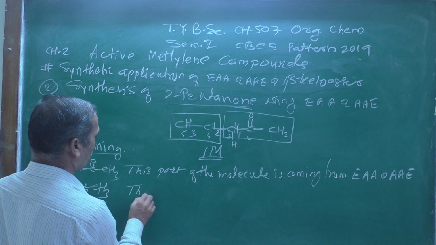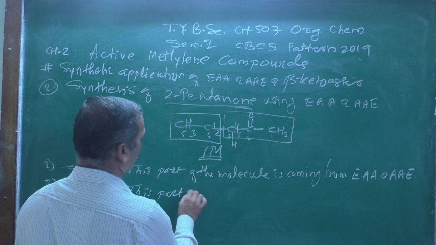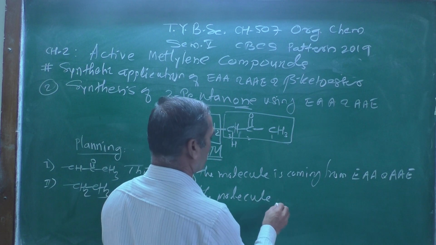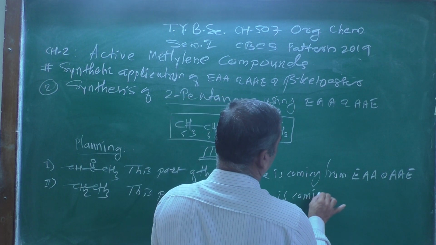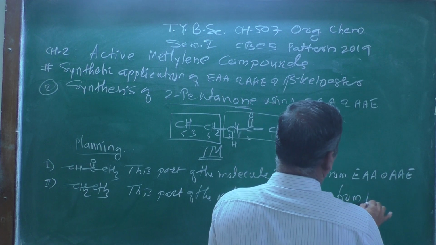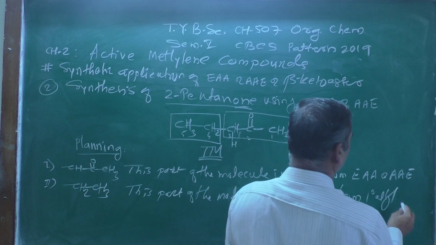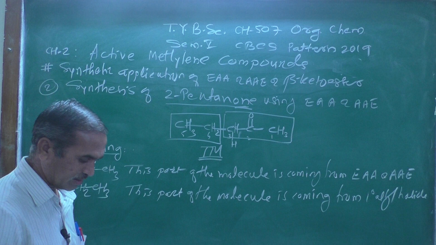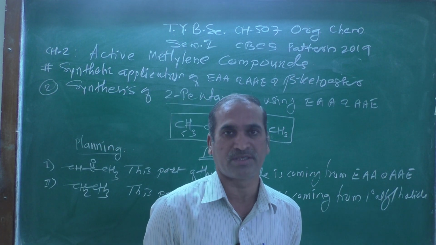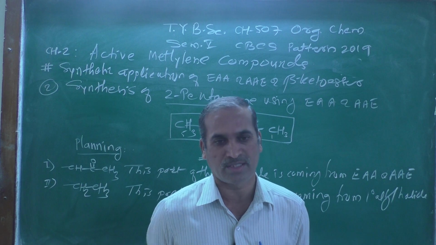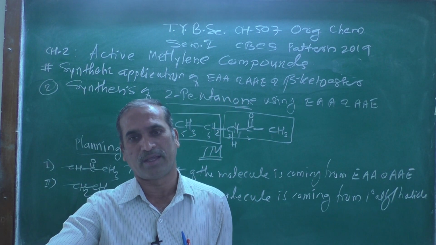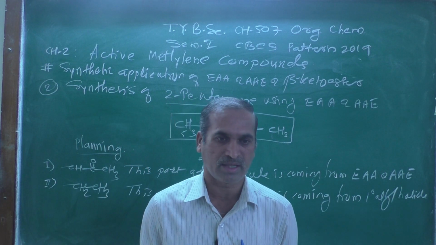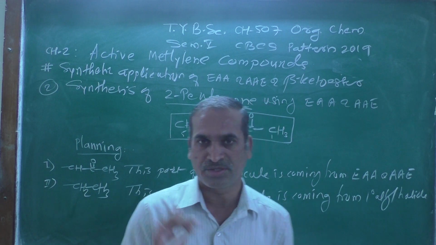So let's see here, this part, this CH2 CH3 ethyl part, is coming from this part of the molecule, or you can say the compound is coming from primary alkyl halide. We know that alkyl halide, the organic compound having a general formula RX, is known as alkyl halide, and alkyl halides are broadly classified into types: primary alkyl halide, secondary alkyl halide, tertiary alkyl halide.